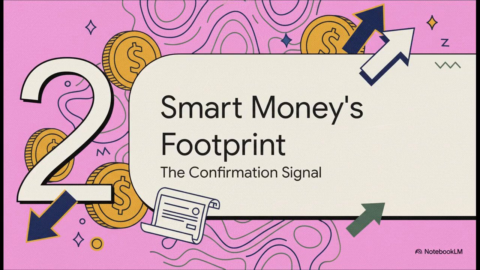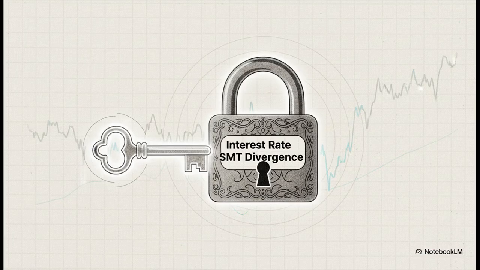So, if the season is like our calendar appointment, telling us when to show up, how do we actually know the party started? How do we confirm that the big players, the institutions, are really stepping in? Well, we have to look for their footprints in the market. And this is what ICT calls the silver bullet for this entire setup. It's our number one confirmation tool. It's what validates that seasonal tendency and gives us a huge clue that large institutions are probably building their long positions. And it's called interest rate SMT divergence.